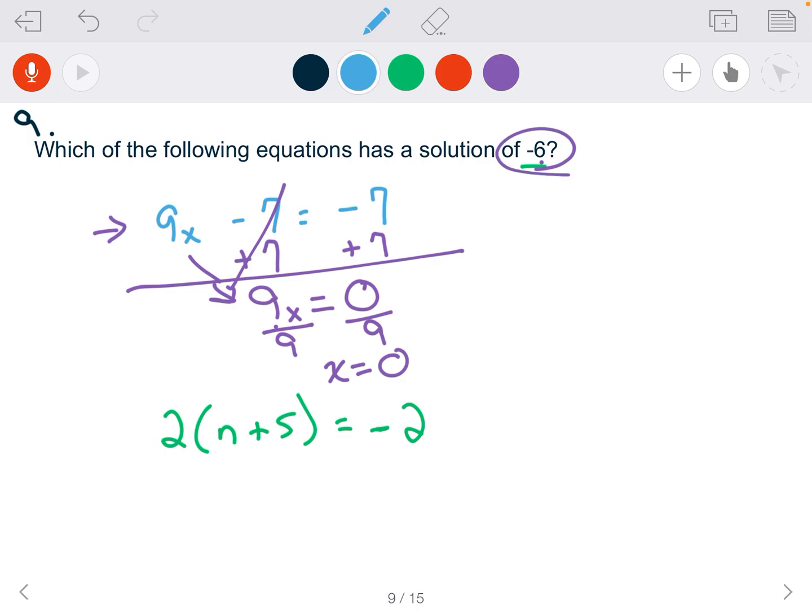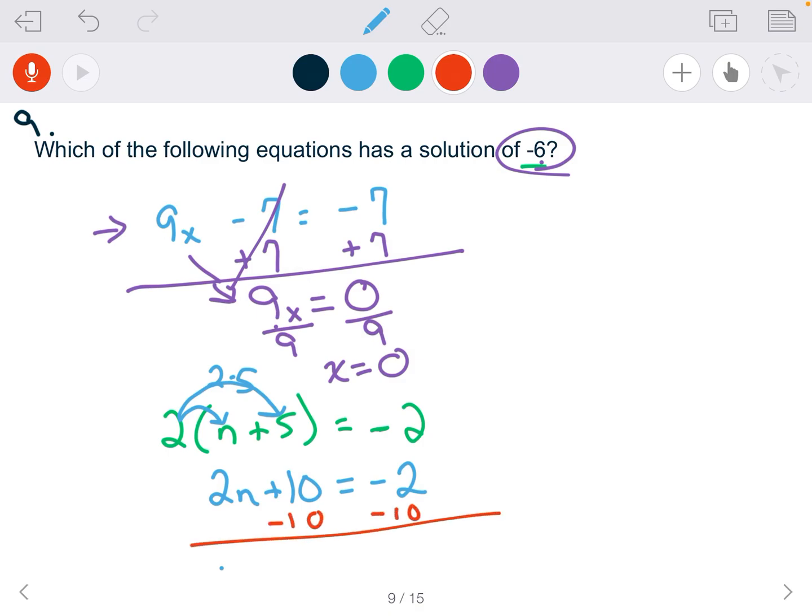So let's do a second one. Here I've got to actually do some distributive property that we talked about in Unit 6. So I'm going to take that 2 and multiply it by my n, which gives me 2n. Then I'm going to take my 2 and multiply it by 5, which gives me a positive 10, equals -2. Again, I'm solving, so I have to do addition and subtraction first. So I minus 10 from both sides. This gives me 2n left on this side of the equation. Remember, sides of the equation are like left side and right side. And then -2 minus 10 is -12.